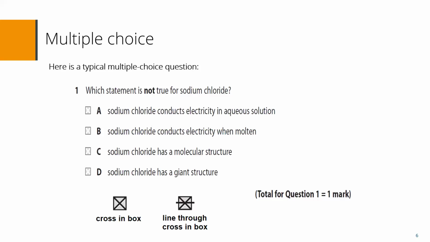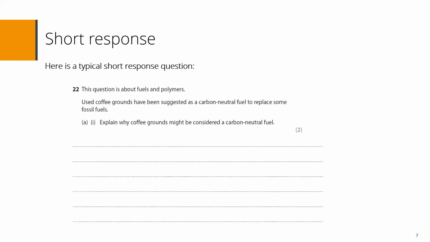There's a typical multiple choice question, and the way the students are expected to answer it is by putting a cross in the box. If they want to change their mind, then they put a line through the box and then put a cross in another box, and the one that has the cross in it will be the one that will be considered for marking. There's a typical short response question. This one's only worth 2 marks, but you'll notice that there have been 6 lines left for marking this.